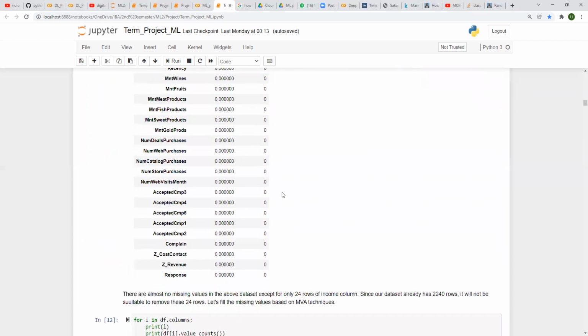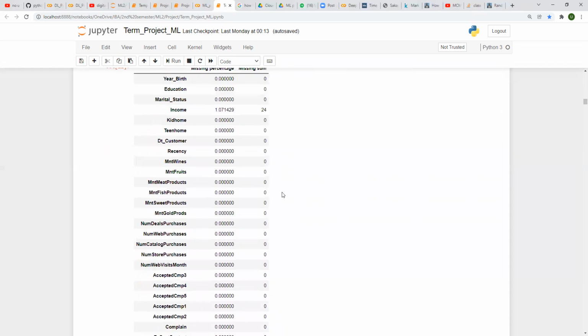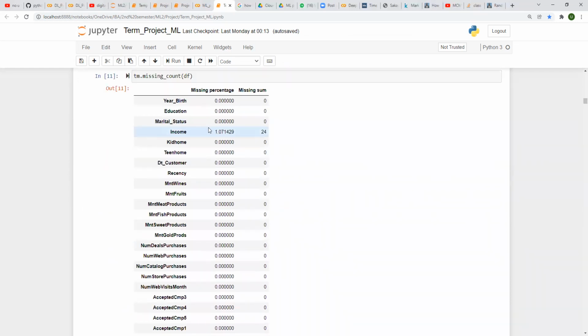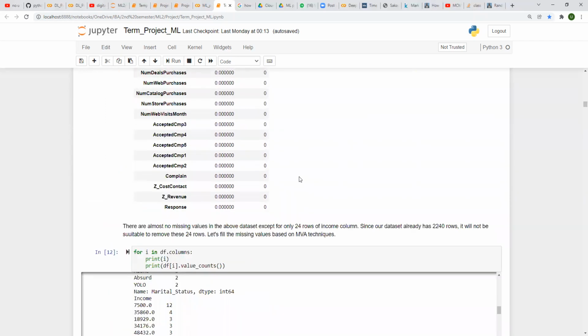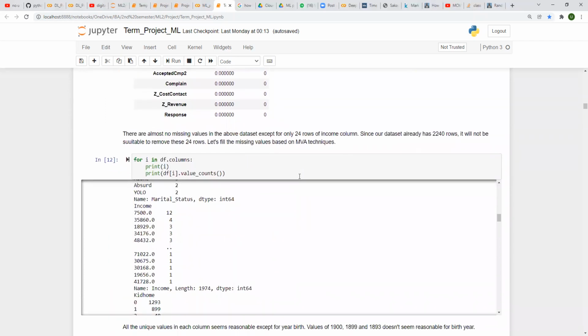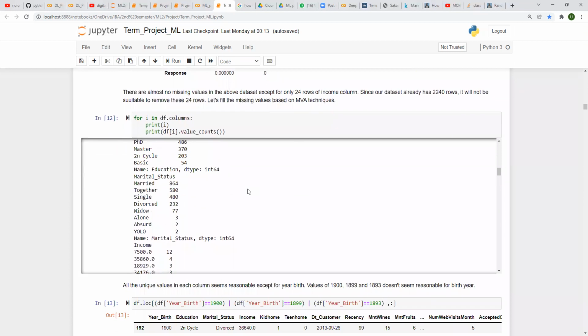We can see that the data is mostly filled and there are only 24 missing values in the income column. So we're going to deal with this column. And this is the count of the categorical columns, so the unique values and the count of those unique values, just to see if there are no incorrect values or null values in the columns.